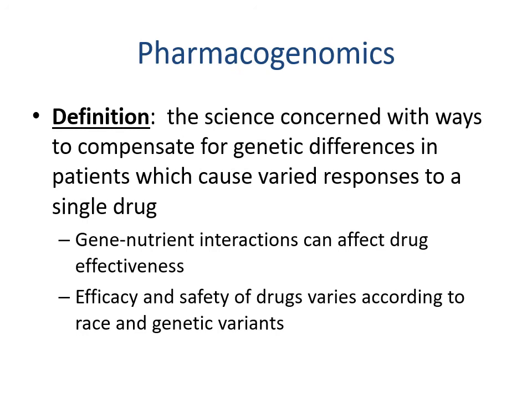Let's take a look at some pharmacogenomics. This is the science concerned with ways to compensate for genetic differences in patients which cause varied responses to a single drug. So gene-nutrient interactions can affect a drug's effectiveness, and the efficacy and safety of drugs varies according to race and genetic variants.